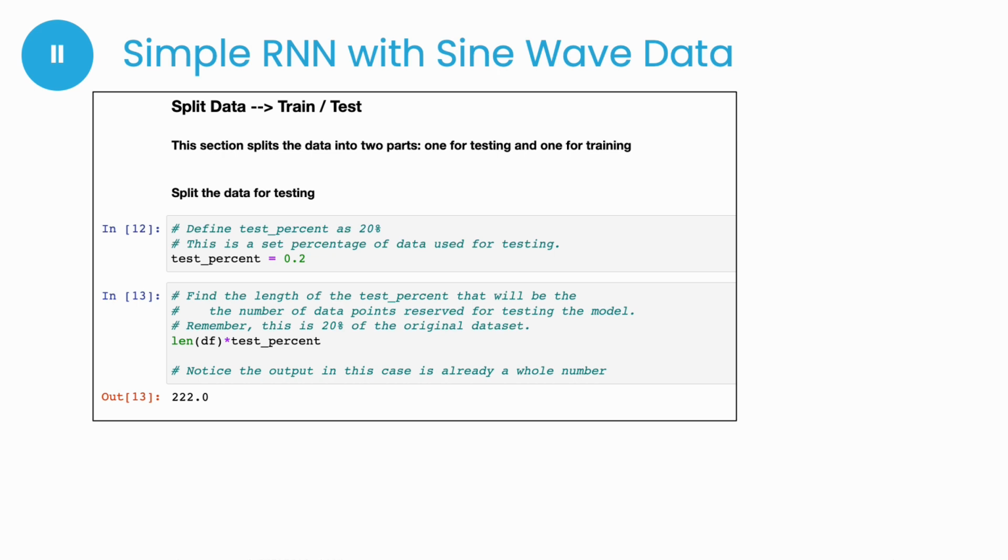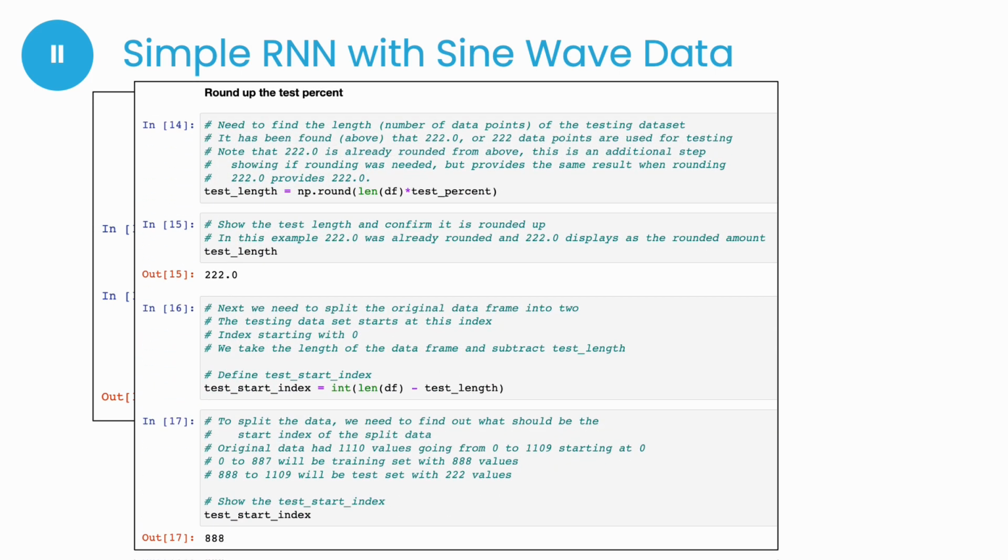The next few steps were focused on splitting the data for testing. First, I split 20% of the data for testing, providing 222 data points of that original 1,110 data set. If rounding was needed, I kept that additional step here to round, which provided the same value of 222. Next, the original data was split by taking the original data set, subtracting the test length of 222 to define the variable of test start index of 888. Then I checked the defined test start index, which outputs the value of 888.